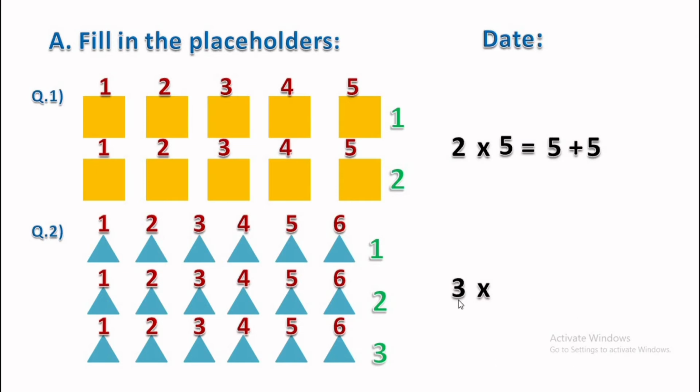So we can write 3 into 6, or we can do addition to find out the total number. And in both the cases, in multiplication or in addition, the total number will be the same. So we have put an equal sign here. So what will we do? We will write 6 plus 6 plus 6, and we will get it.